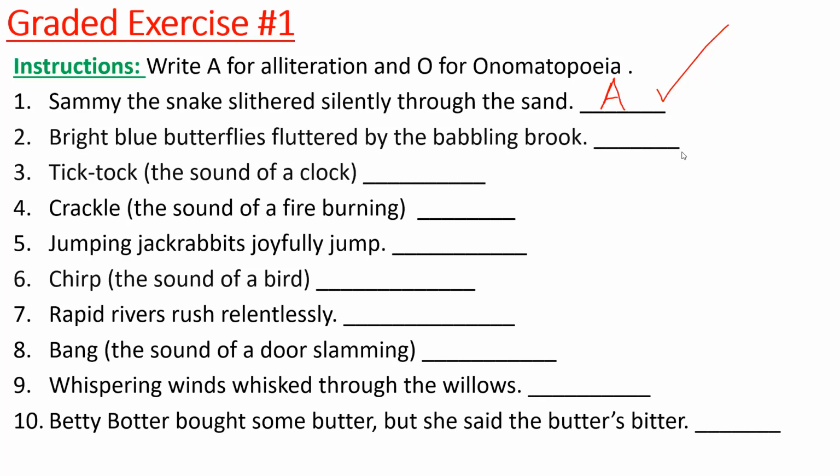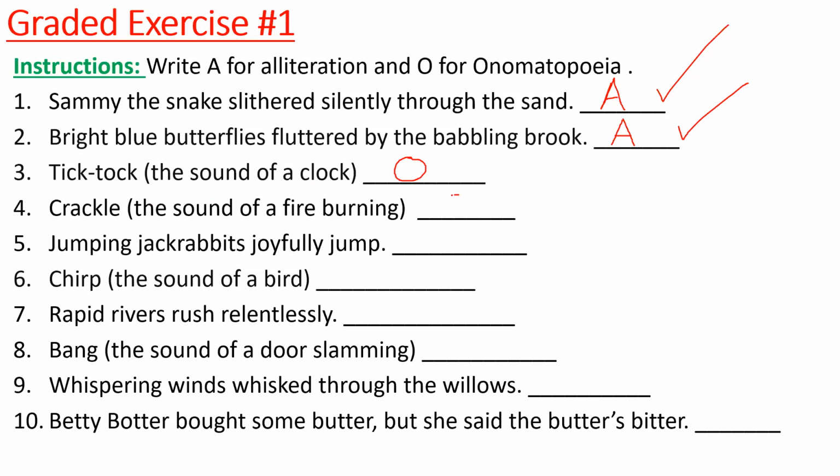Good. All right, number two. Bright blue butterflies fluttered by the babbling brook. What is that? Alliteration, very good. It's a repetition. So, number three, TikTok. What is that? That's definitely O. And then crackle, what is that? Crackle is O.